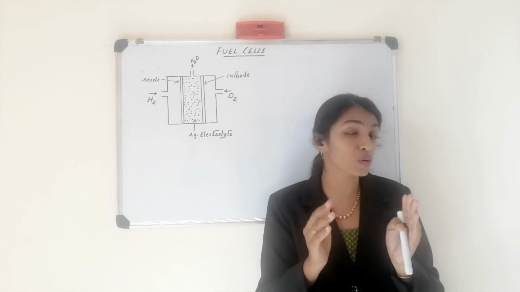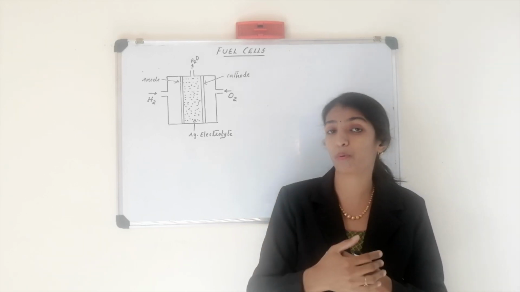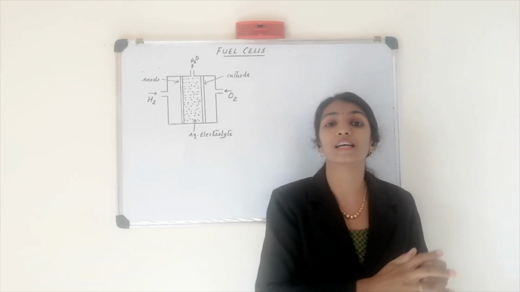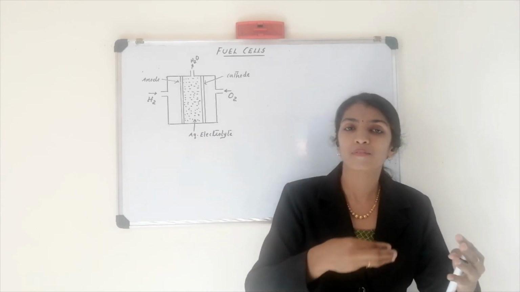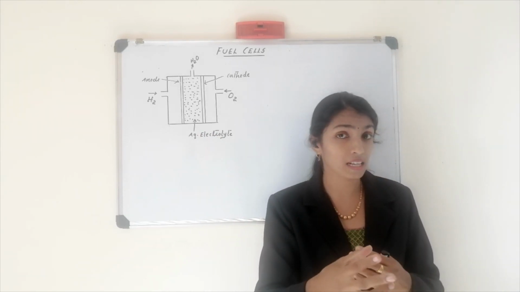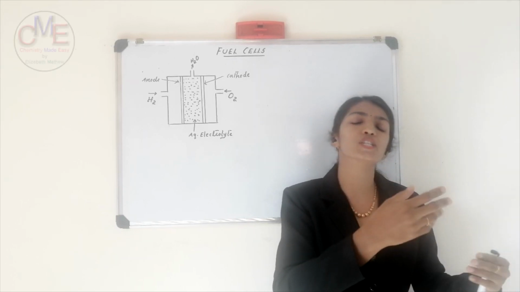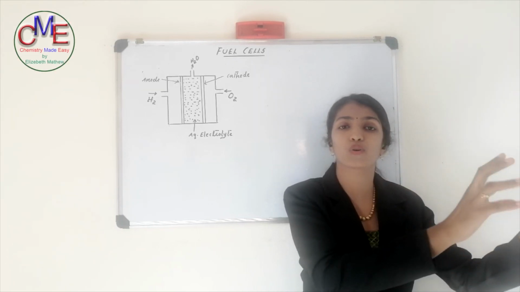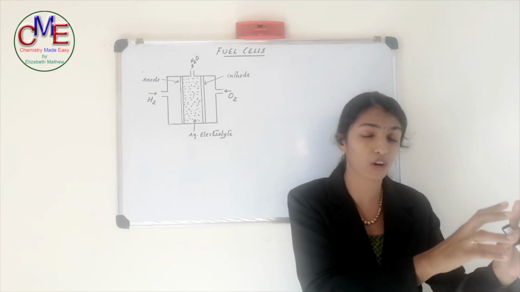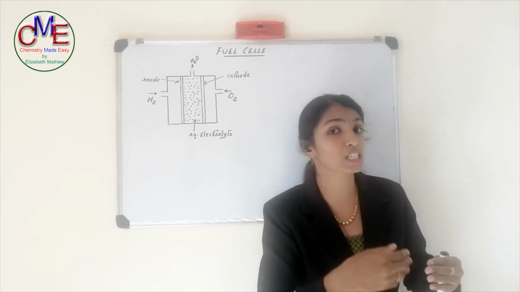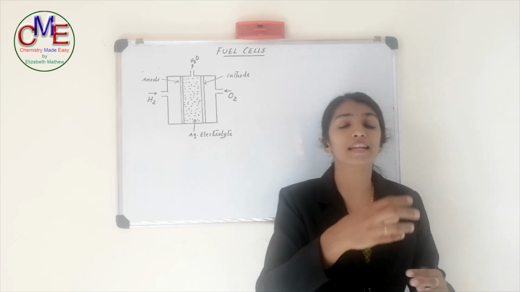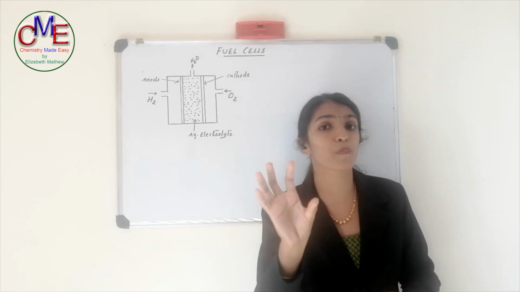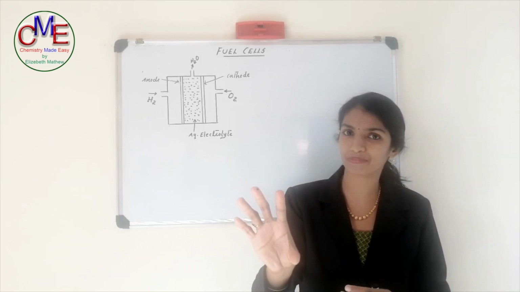So this hydrogen oxygen fuel cell is more popular, and it was used in the Apollo space mission earlier. For what? For producing electrical energy. They put that hydrogen oxygen fuel cell in the rocket, and it continuously generated electrical energy as a result of the chemical reaction. And this electrical energy was used to power the entire rocket.